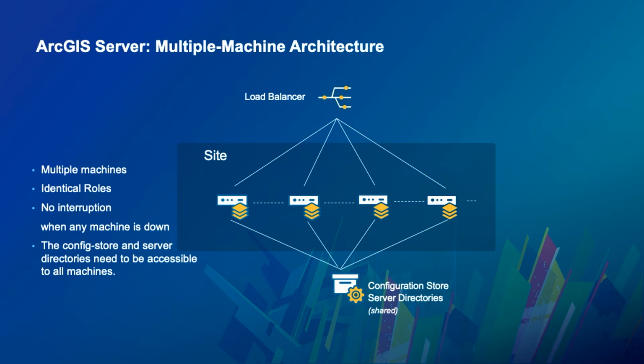And if any single machine is down, as long as you still have one machine up and running, there's no interruption. Well, as you have fewer machines, you might get a performance hit, but from the running point of view, there's no interruption. And the config store and the server directories, similar to the portal content store, need to be accessible, need to be shared to all machines.